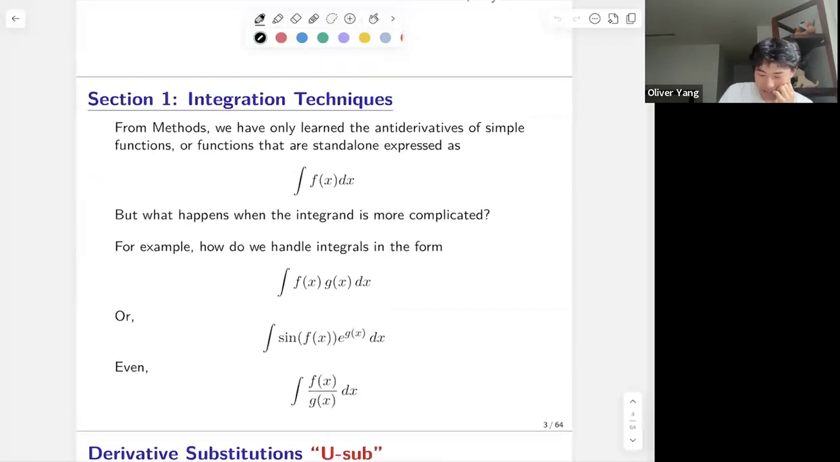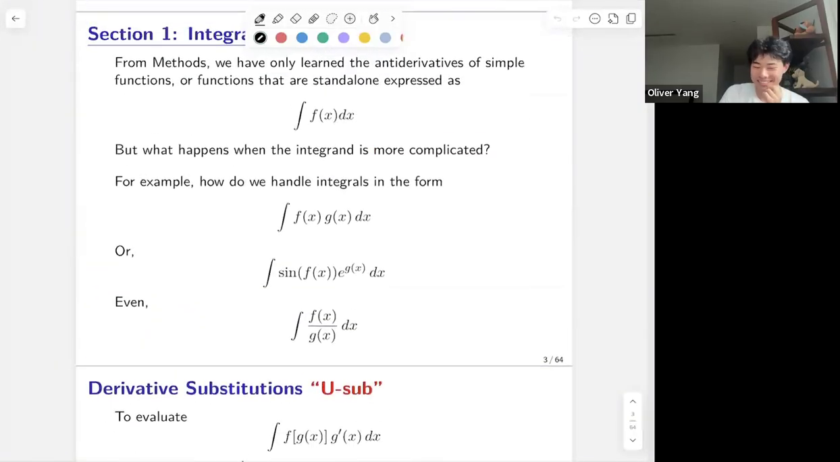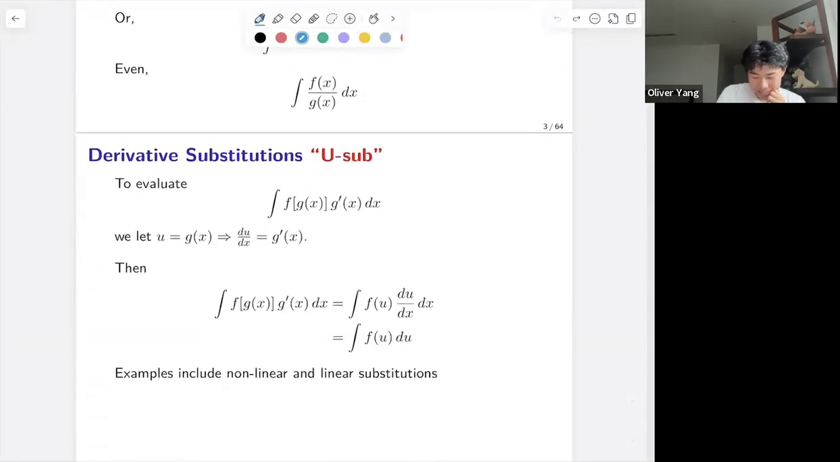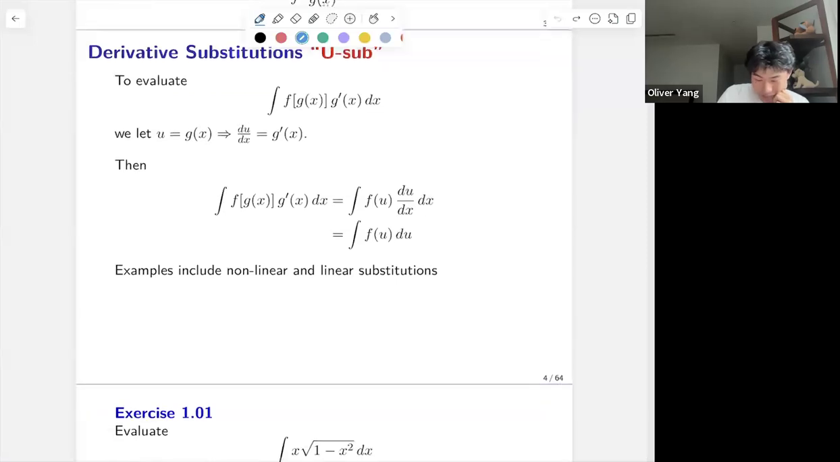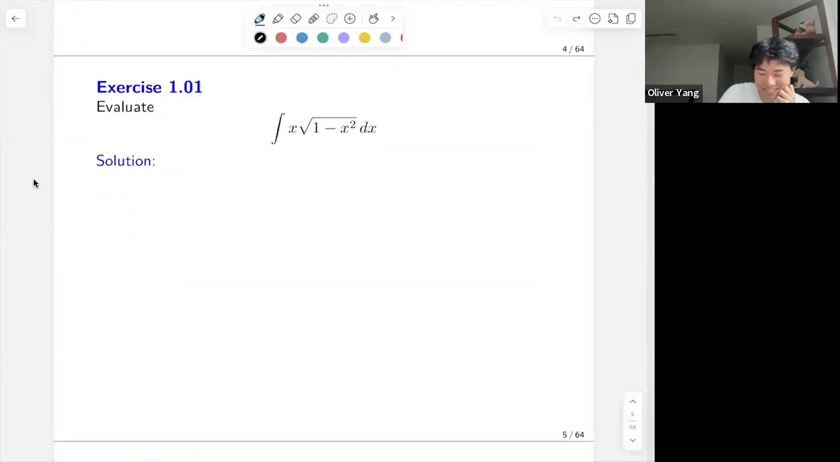So we're learning about integration techniques. In Methods we've learnt how to do integrals with single functions, like cos x by itself. But what happens if they're combined, in the form of a product or a quotient, or something crazy like this? So the first technique we're going to talk about is U substitution. Here's the formula to do it. You don't really need to know this. I think doing it is a lot better and easier to understand. So why don't we just try exercise 1.01 first?